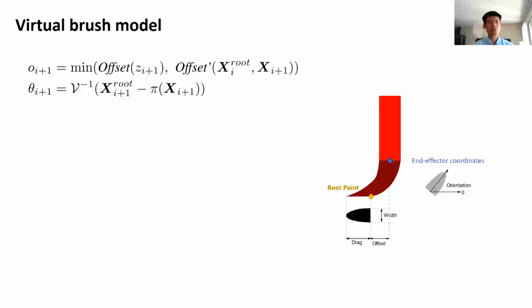In the first formula, the first offset function describes the maximum possible offset parameter at each time instance. And the second offset function describes the horizontal distance between the root point and the end effector coordinates. The logic is explained as follows. When the brush holder moves to a new position, we will measure the distance between the old root point and the new brush holder.